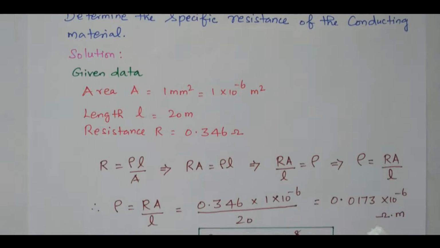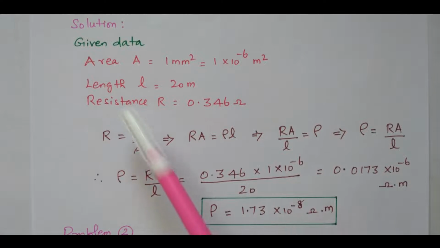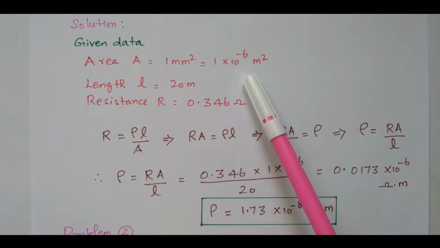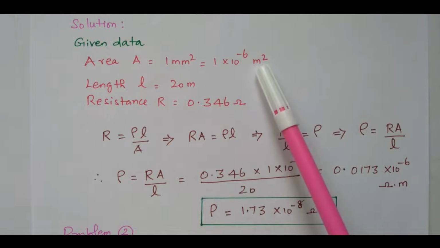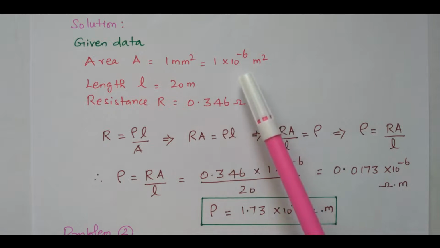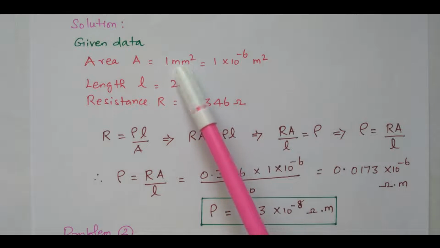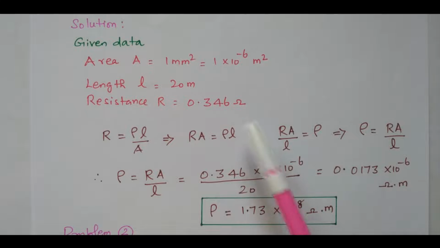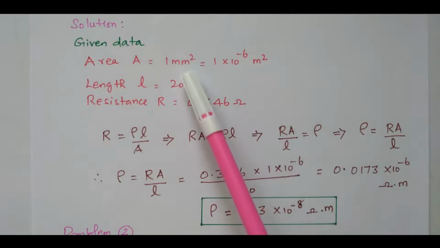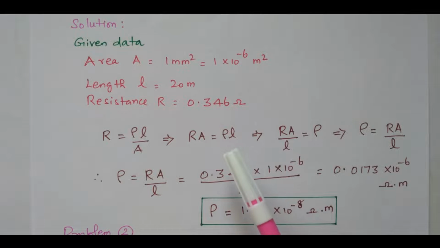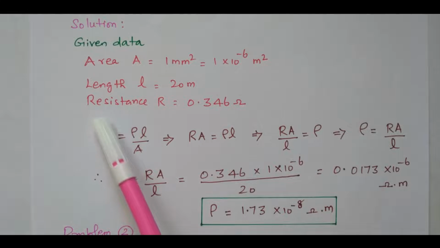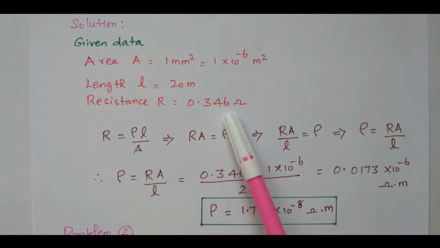So first we'll convert the given data into meter. Area equal to 1 millimeter square. In order to convert millimeter to meter, it is 10 to the power minus 3. Here it is millimeter square, so 10 to the power minus 6 meter square. So 1 into 10 to the power minus 6 meter square. The length is 20 meter, already given in meter. The resistance is 0.346 ohm. These three data are available.